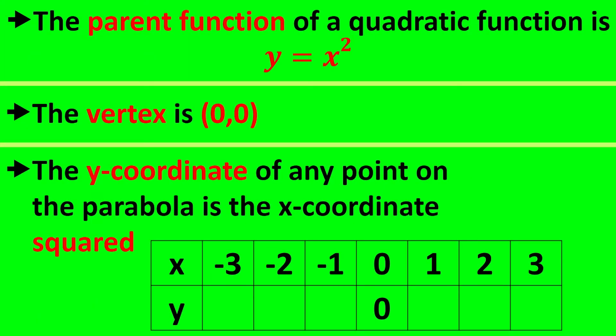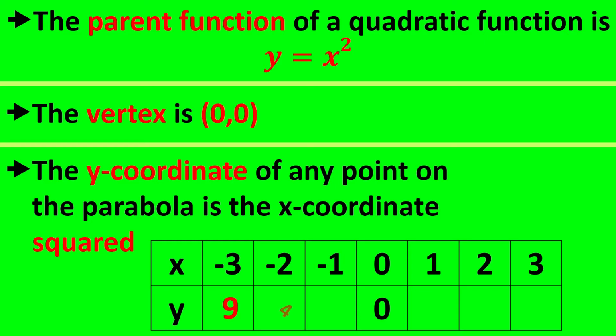The parent function of a quadratic function is y equals x squared. The vertex of the parent function is 0, 0. The y coordinate of any point on the parabola is the x coordinate squared. So if your x coordinate is -3, your y coordinate is 9.